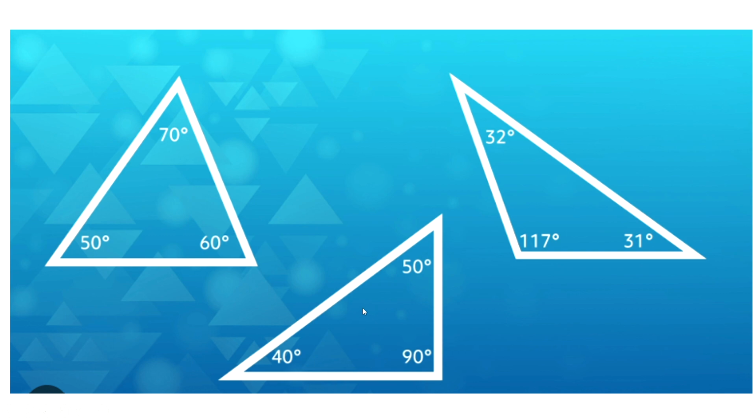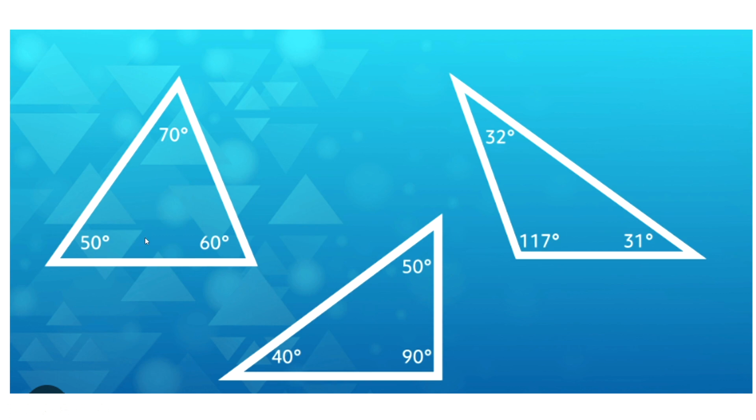Now the next one has three angles: 50 degree, 40 degree, 90 degree. 50 degree is an example of an acute angle. 40 degree is an example of an acute angle. 90 degree is an example of a right angle. So if any one angle has a measurement of 90 degree, it means that triangle is known as a right angle triangle.